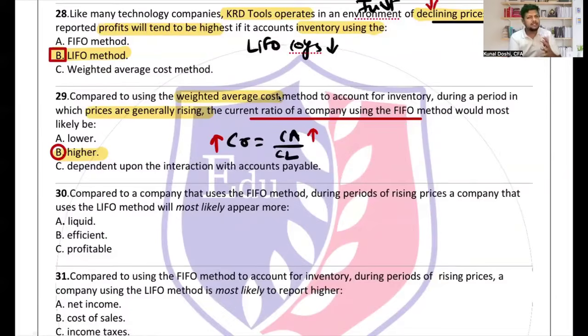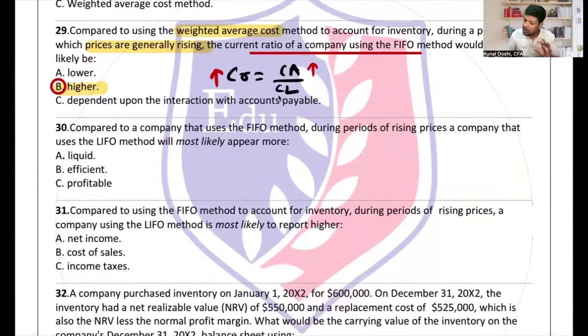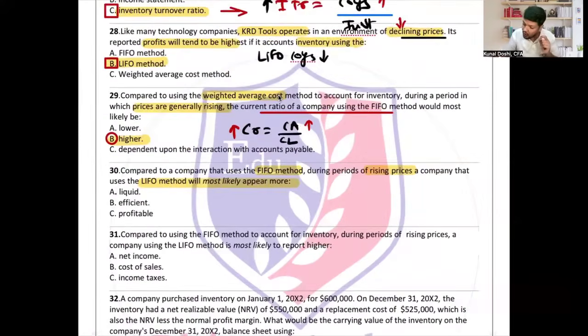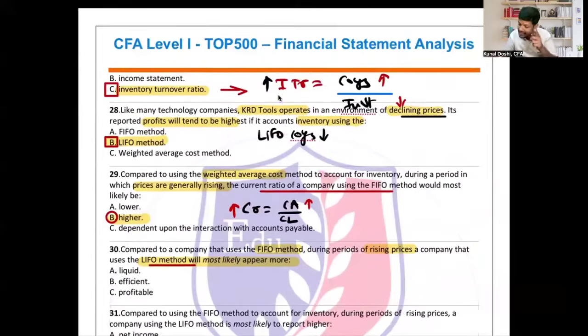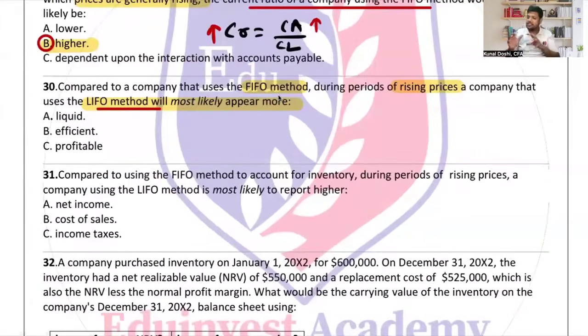Correct? Liquidity, solvency, everyone. But inventory turnover ratio, asset turnover ratio, receivables turnover ratio, these are efficiency ratios. So they are asking us, compared to a company that uses FIFO during periods of rising prices, a company that uses the LIFO method will likely appear... See, anyone who uses LIFO, what happens? We just discussed that. For LIFO: liquid, efficient, and profitable.